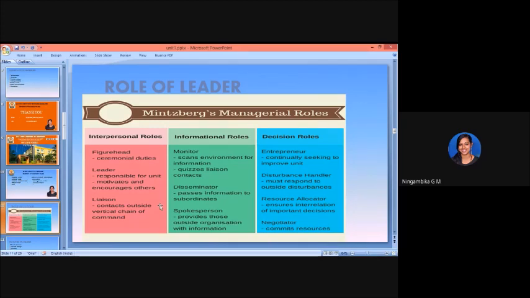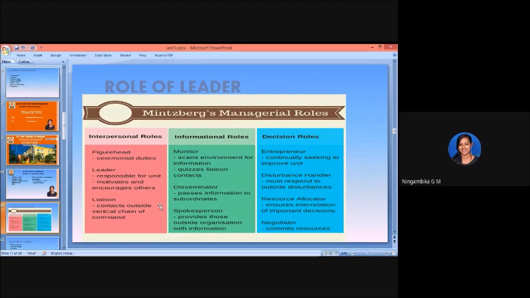Second, when we discuss the informational roles, they always talk about gathering information, or guiding information to the subordinates. He needs to gather the information and communicate it to the subordinates. Or he may act as a mediator. Those are the informational roles.